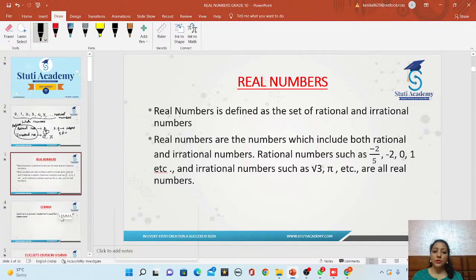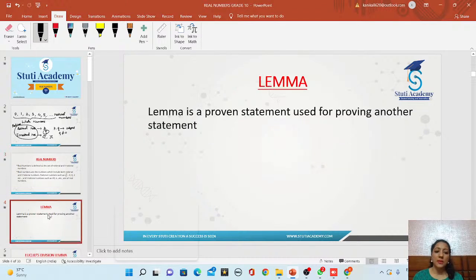Now let's come to a new concept. In grade 9, we studied postulates and theorems. Now we'll come to a new concept, that is lemma. A lemma is also a statement which is already proved earlier, but we use it to prove another statement. Like I'm going to take a lemma, which is actually a statement, and use it to prove a theorem.